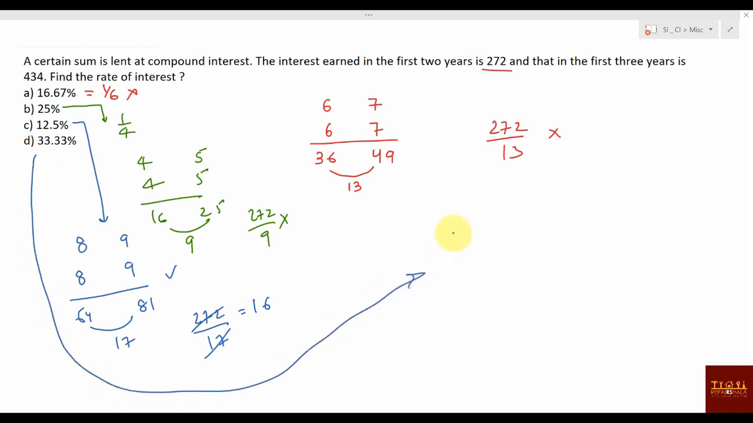I would say this is 1 by 3. 1 by 3 value means 3 is becoming 4, or what you can say 9 is becoming 16. What is the difference? 7. So 272 by 7. It will be divisible. 7 3s are? No. So which is the option? Third one.